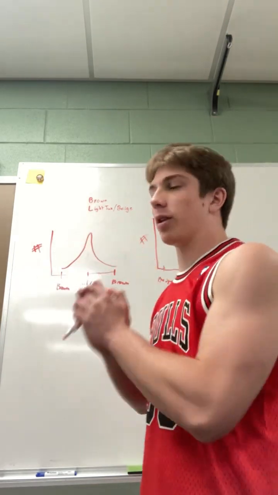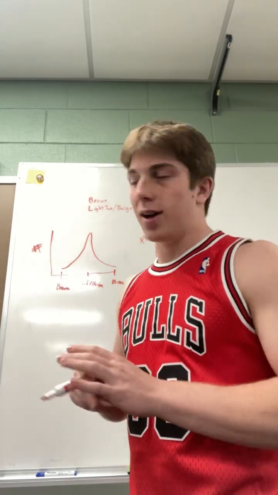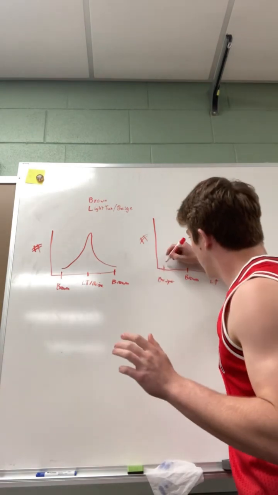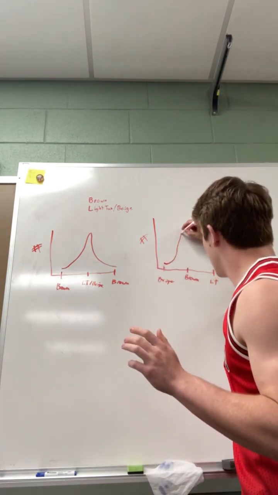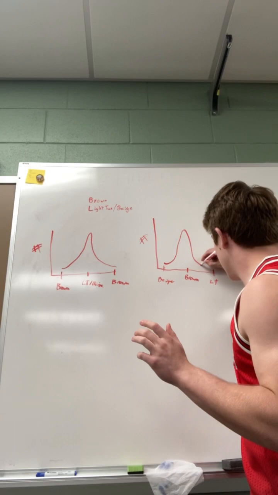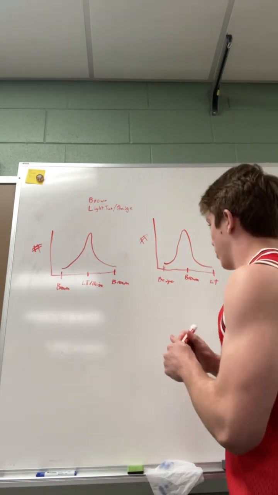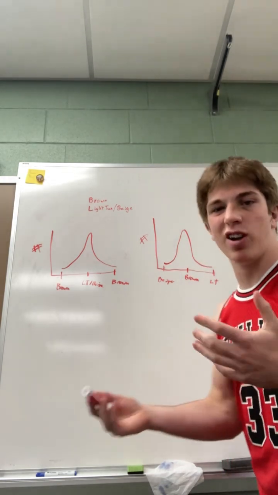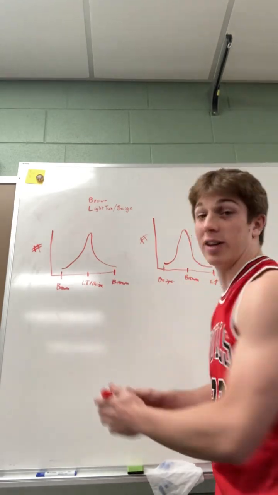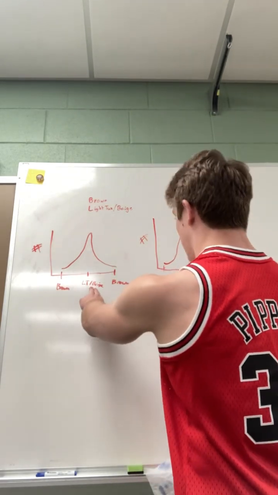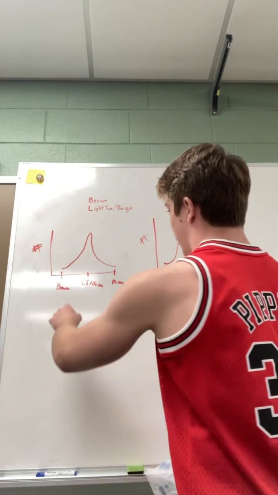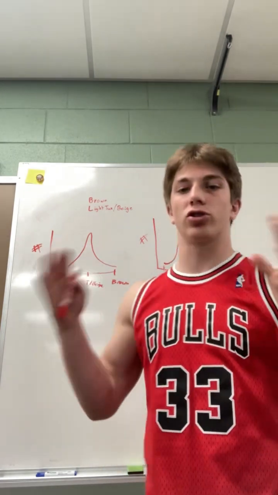Slowly but surely, over millions of years, the average or the normal of these lizards is going to be brown. And then over here, we just have beige and light tan. They're the same thing. These two graphs are the exact same, but we've switched what's in the middle, what's considered the normal, with the more extreme outside.